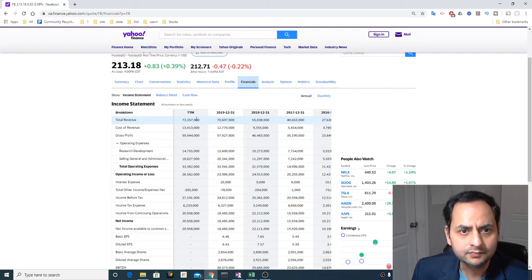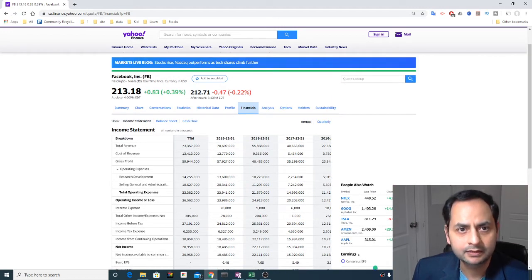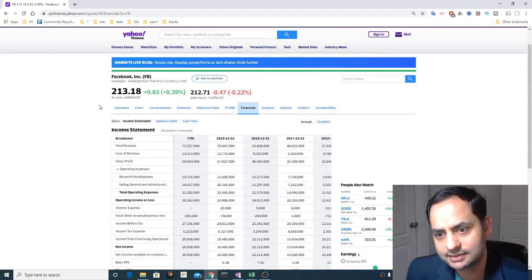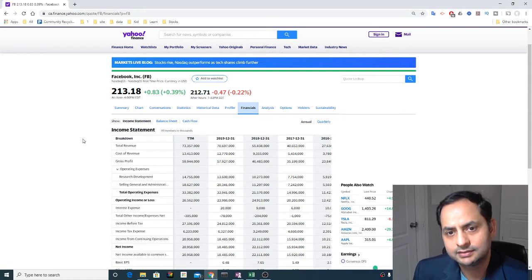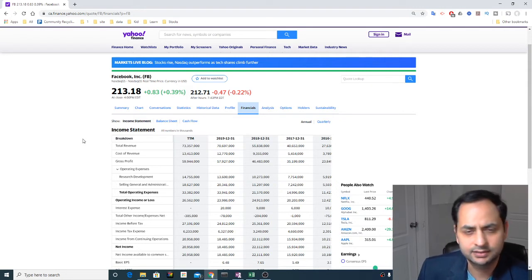One important point in this financial statement: Facebook is a US-based company, listed on NASDAQ, so they follow US GAAP. That is the financial framework they follow in the US. In non-US countries like in Europe and other countries, they follow a different accounting standard called IFRS. I think it's called International Financial something.